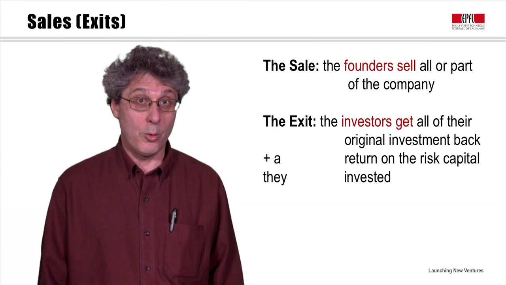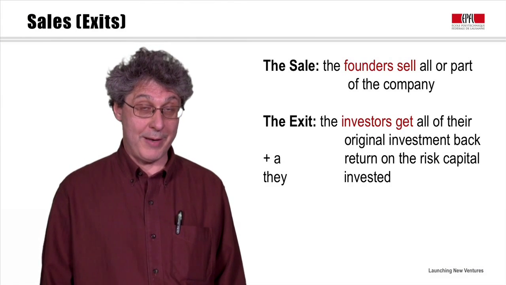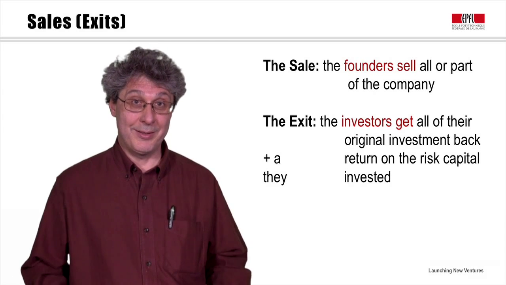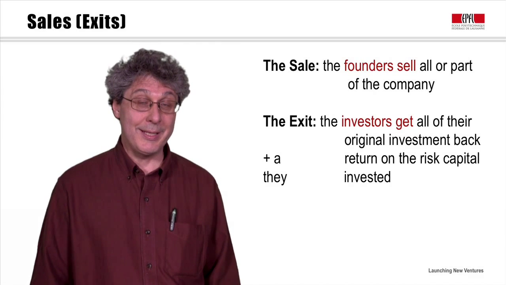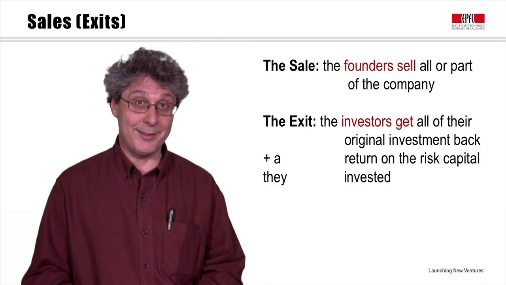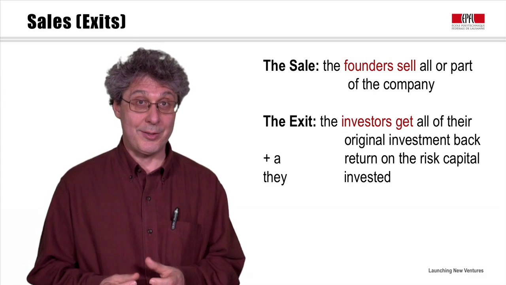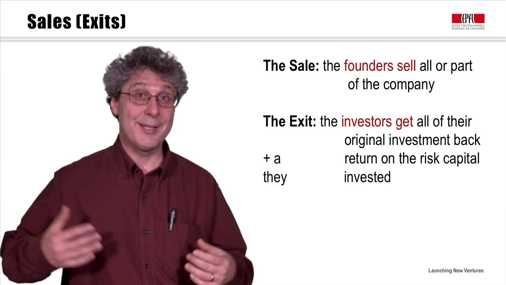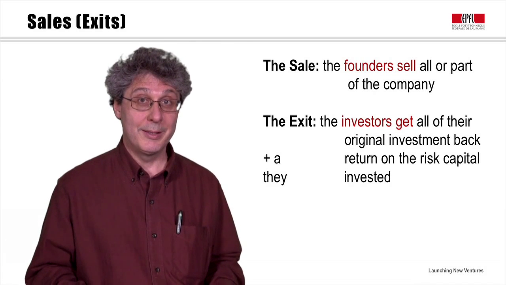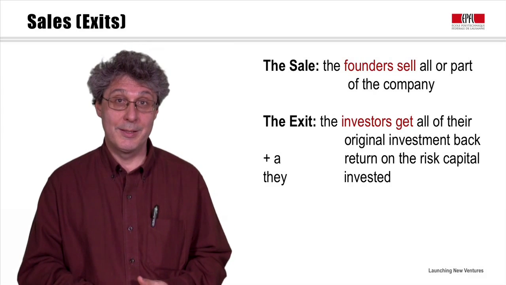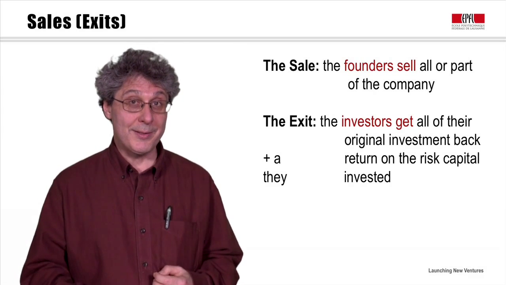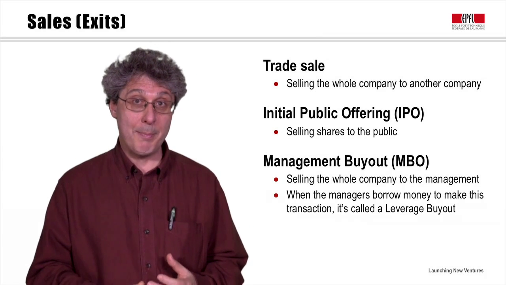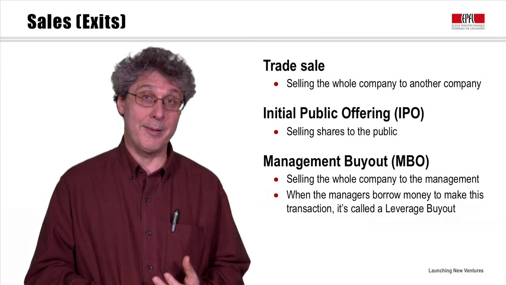Let's talk about sales or exit events for the founders. Usually, the founders are selling some part of their company, and the investors are having the exit event. In other words, the investor presumably gets all of their original investment back, plus a return on the risk capital that they have invested. So these kinds of events can happen in different ways. Some of the most common ways are trade sales, IPOs, and to some degree management buyouts.